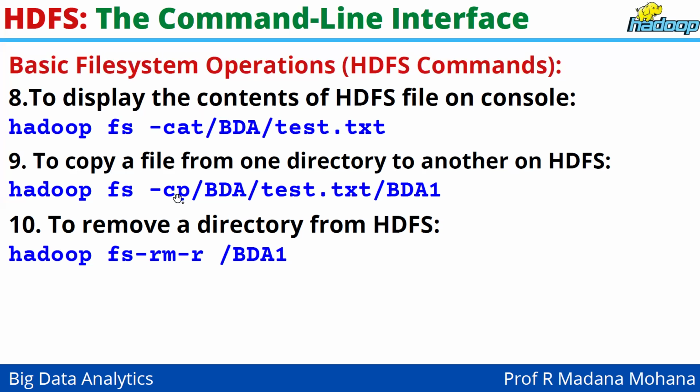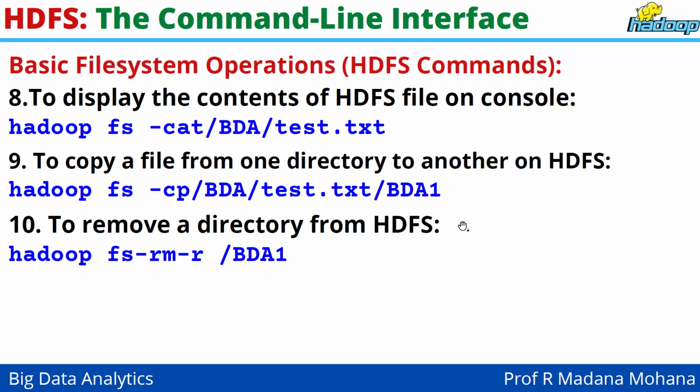We have another alternative. In place of copy, we have move. For that, the command is mv. Whenever you use move in place of cp, the file test.txt is permanently moved from BDA to BDA1. Now in BDA, no file exists with the name test.txt. Permanently it moves. Whereas copy means keeping the original file, one backup is taken and copied to another new directory.